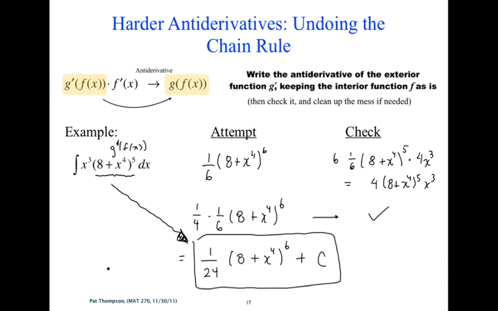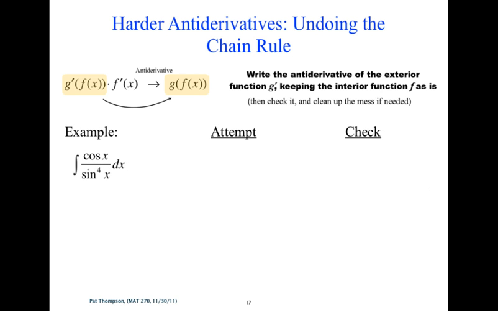Anybody have a question? Try another example. Here we go. So why is this one a little different? What's going on here? Well, it's a fraction, right? Chain rule, we're used to it being a product when we're all done. So can we get that into the form of a product? Multiplication.